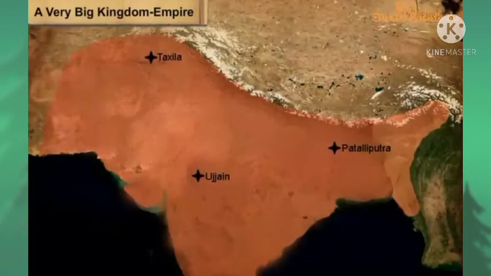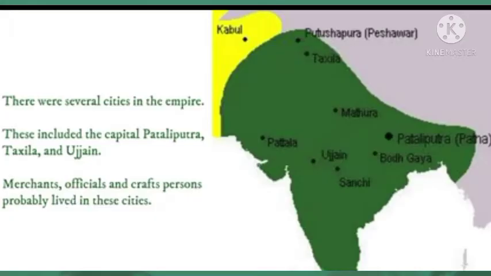There were several cities in the empire. These included the capital Pataliputra, Taxila, and Ujjain. Taxila was a gateway to the northwest, including Central Asia, while Ujjain lay on the road from north to South India. Merchants, officials, and craftspersons probably lived in these cities.